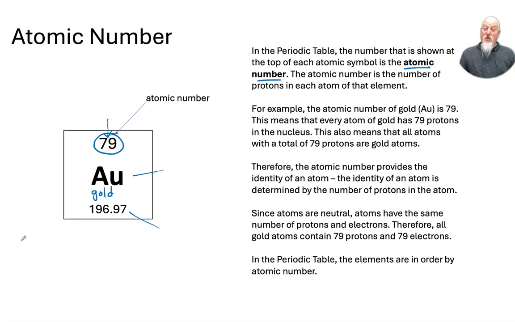The other thing, if we recall, is that atoms are neutral. And for atoms to be neutral, that means they have to have the same number of positive charges as they do negative charges. And since protons are positively charged and electrons are negatively charged, atoms have to have the same number of each of protons and electrons. So in an atom of gold, there are 79 protons and 79 electrons.